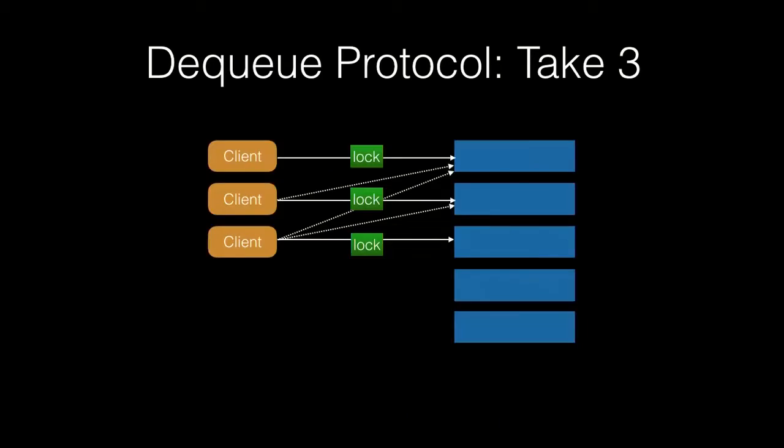So what's going on here is that the first client comes along and manages to lock the first row. The second client comes in, and you see it tries to lock the first row, can't get the lock, so it just moves to the next one, and so on. So you get this nice spreading out of work, which enables it to scale.